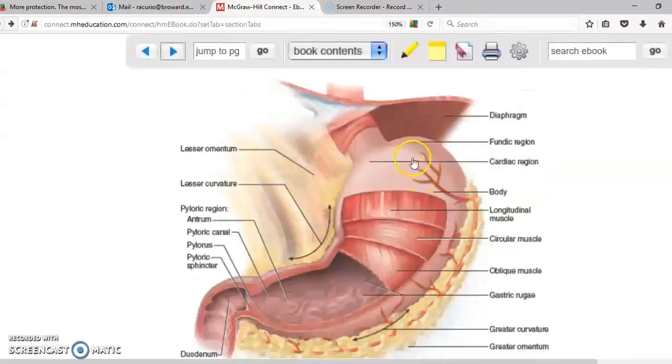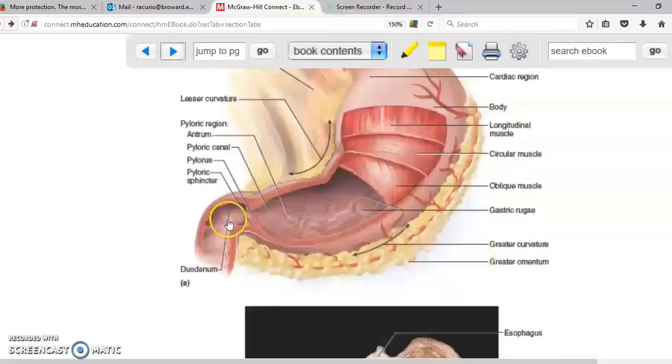The first part of your stomach is the fundus. The area around the connection between the esophagus and the stomach is the cardiac region. The body is the middle. Lesser curvature, greater curvature. This is the pyloric region where you have the pyloric sphincter right here. Inside the stomach, you have these elevations and grooves. They are called rugae. After the stomach, that's where the small intestine starts. The first part of the small intestine, as you can see here, is the duodenum.